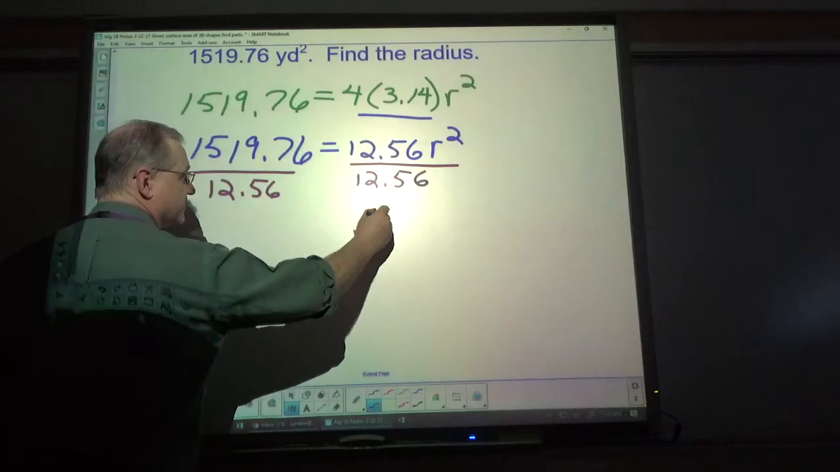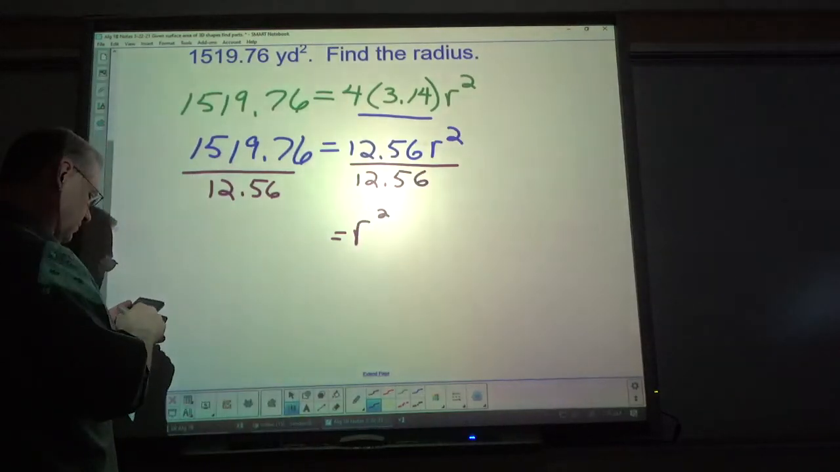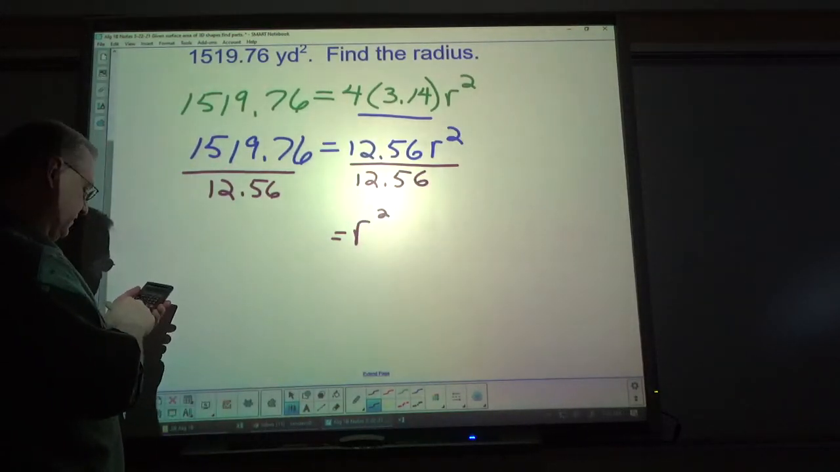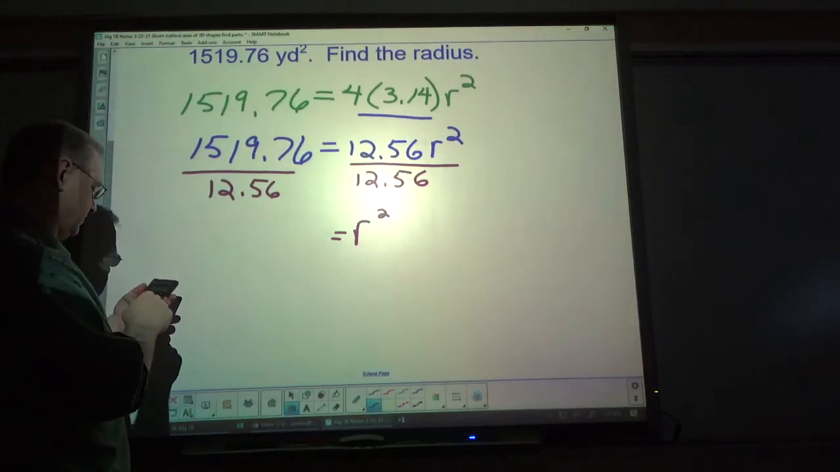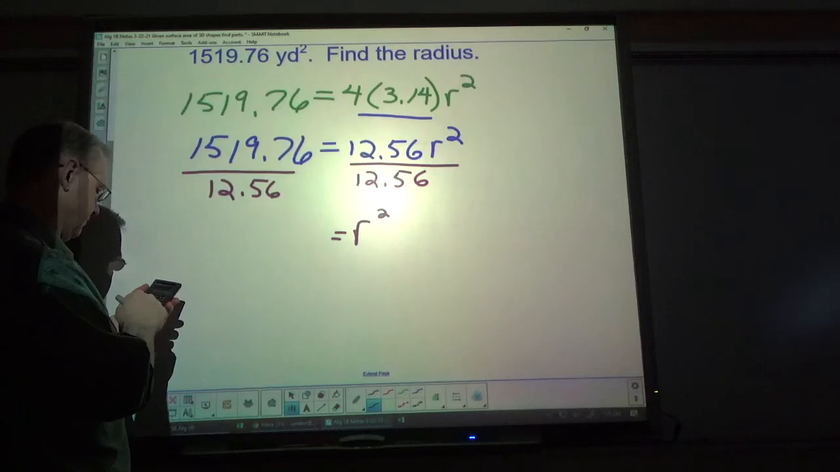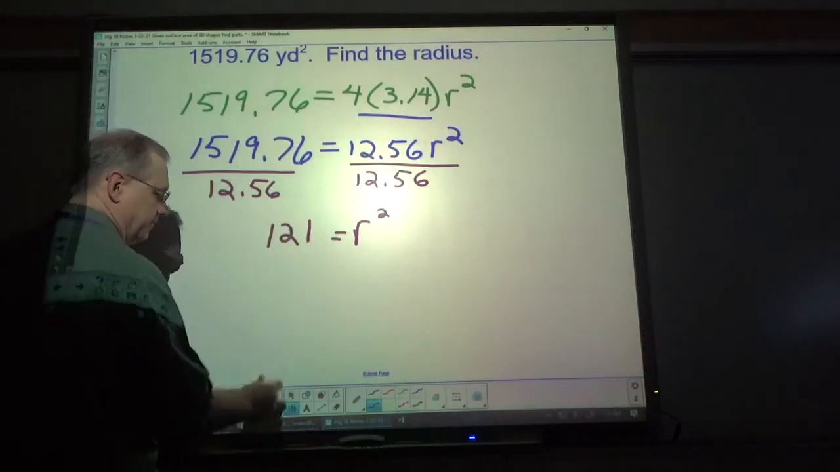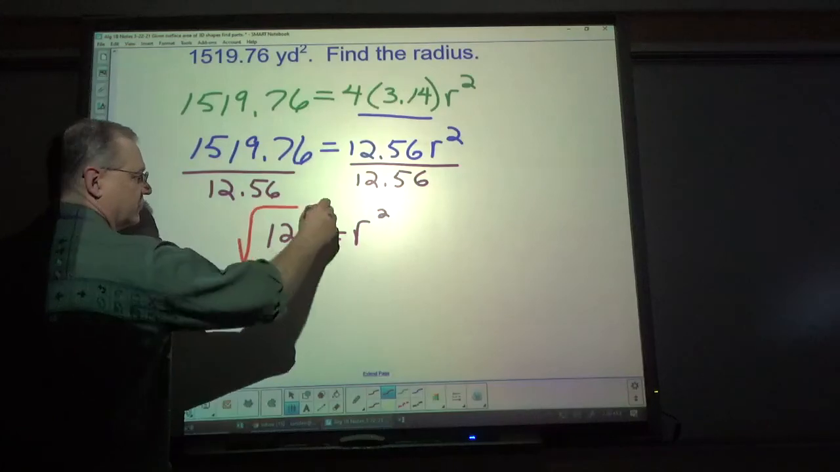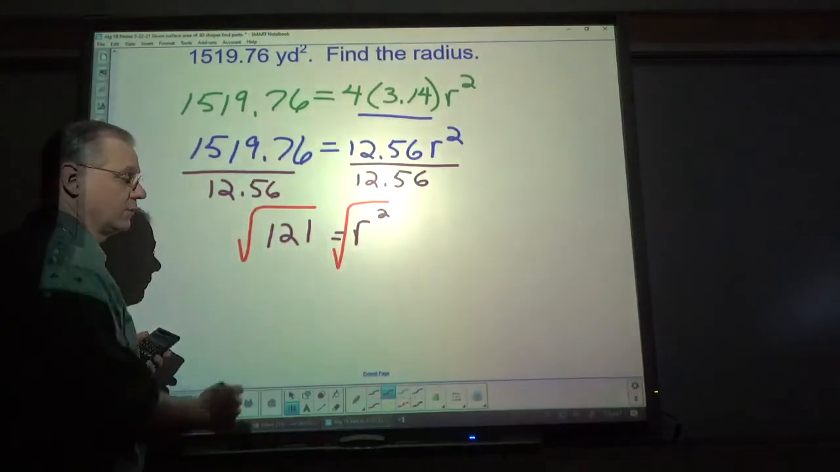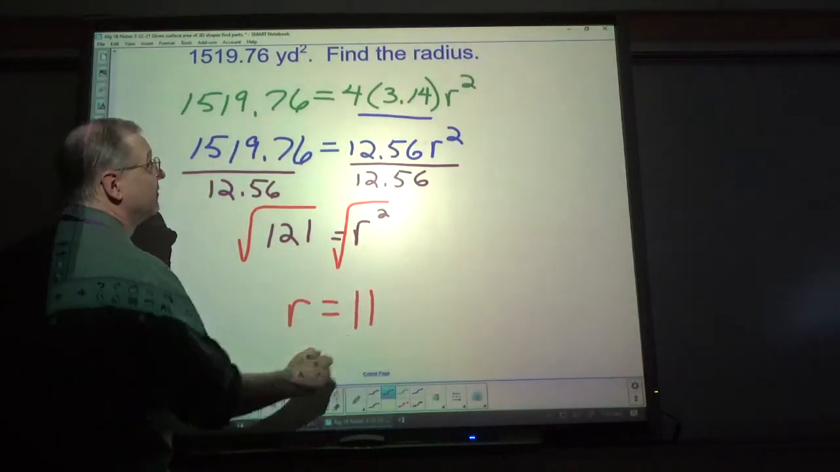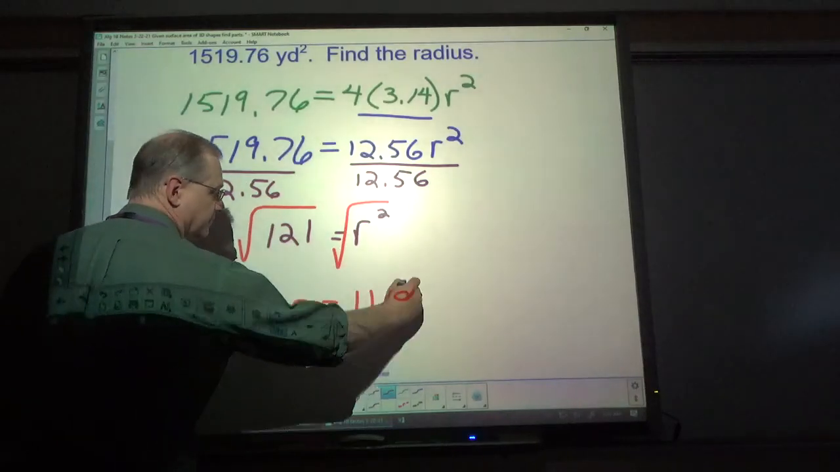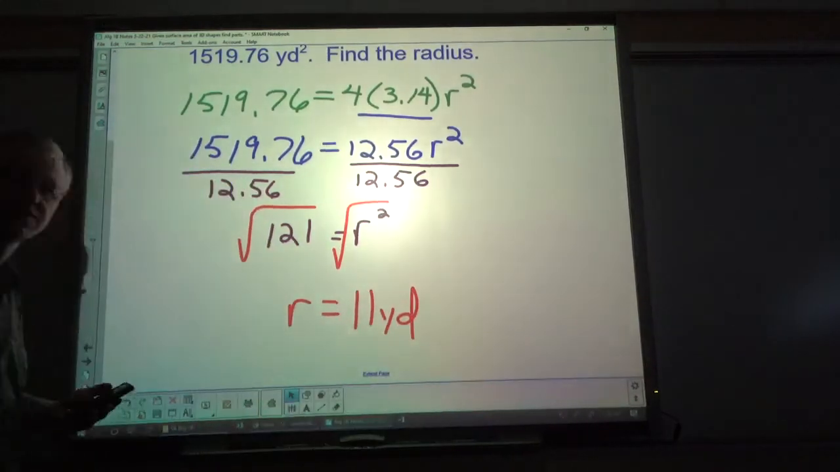So the radius squared is going to equal 1519.76 divided by 12.56, 121. So now I have to square root both sides to get rid of the square. R is 11 yards. And that's our final problem.